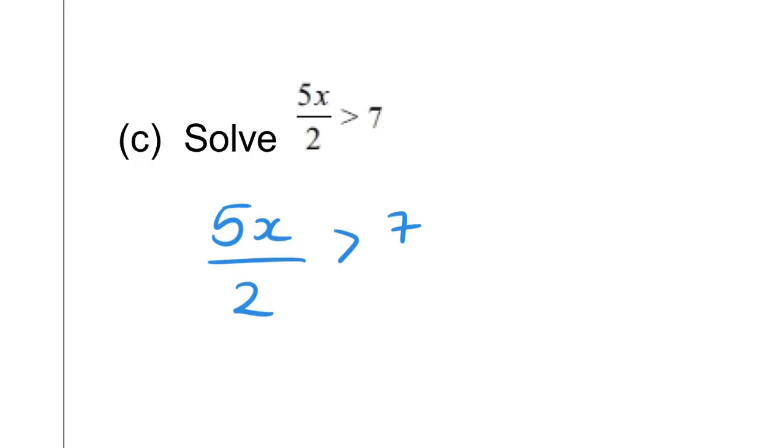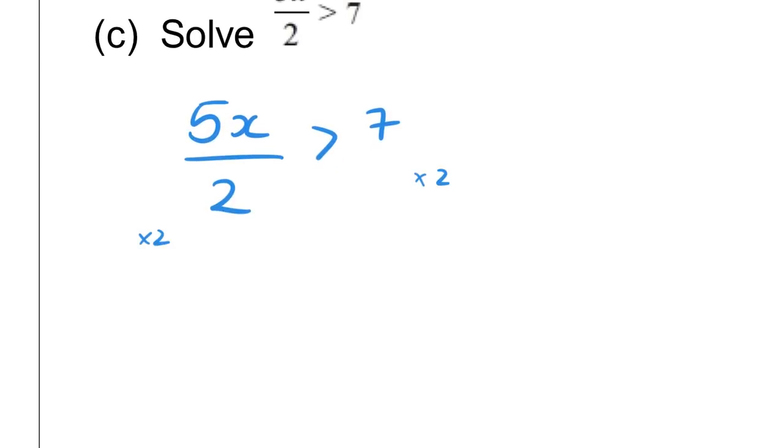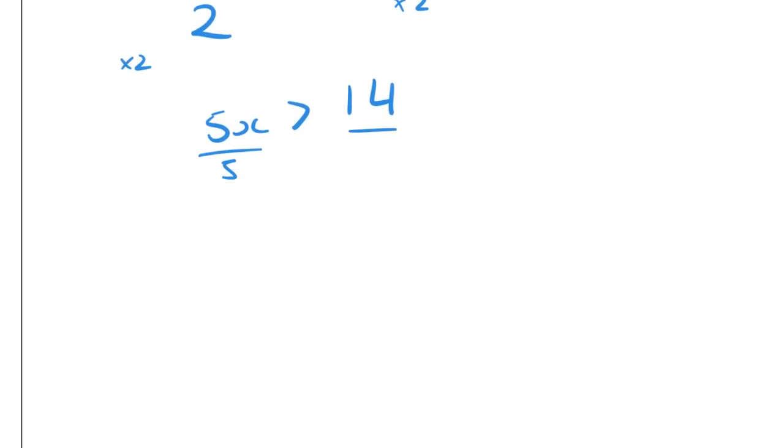What's the first thing I'm going to do? I'm going to multiply both sides by 2. So I get 5x is greater than 14. Now what am I going to do? Divide both sides by 5. So I get x is greater than 14 over 5.